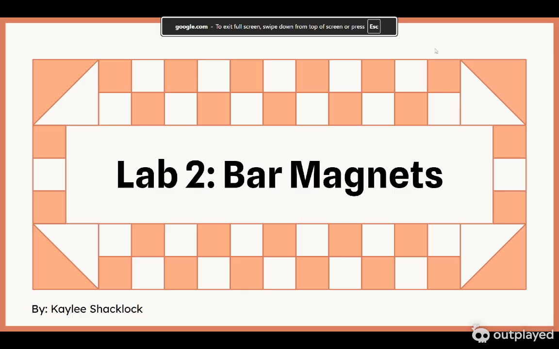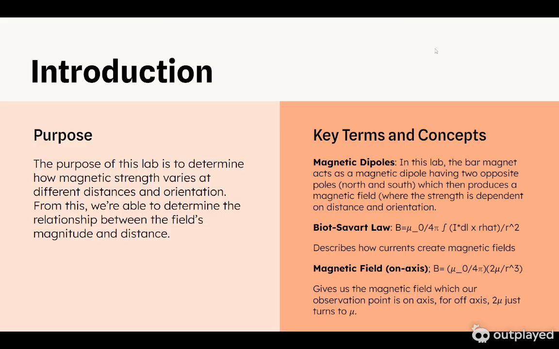This is Lab 2, bar magnets. Introduction. The purpose of this lab is to determine how magnetic strengths vary at different distances and orientations. From this, we're able to determine the relationship between the field's magnitude and distance. Key terms and concepts: we have magnetic dipoles, the Biot-Savart law, as well as magnetic field on axis.